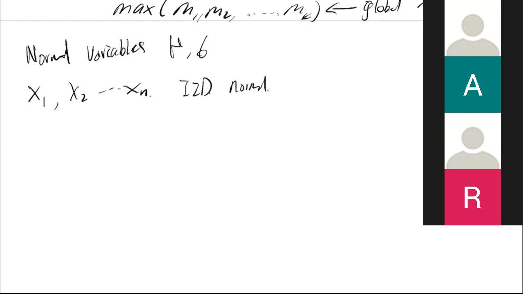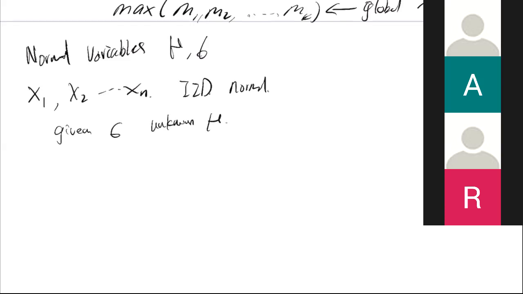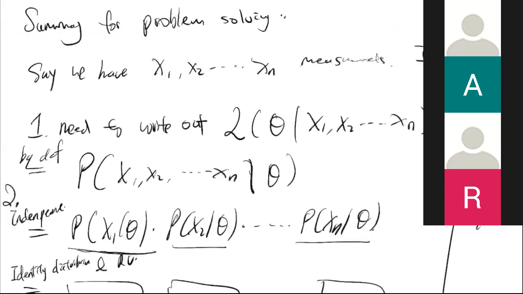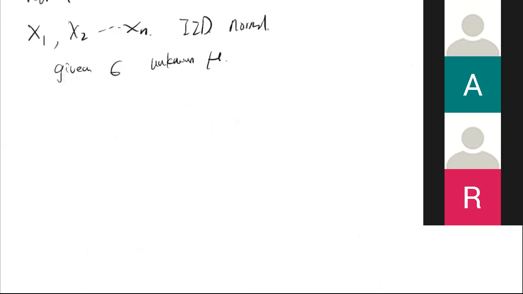And then the way we find the maximum likelihood is, maybe the first side question is that we're given SD but unknown mu. And how do we solve this problem? We first follow my first and second step to set up the equation.